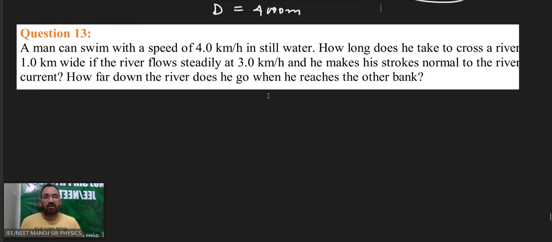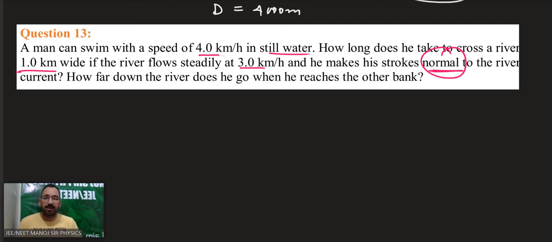Okay, now dear children, we have another question here which is based on river and boat problem. Okay, let me draw its diagram. First, I want to read it. A man can swim with a speed 4 km/h in still water. How long does it take to cross the river 1 km wide? If the river flows steadily, steadily means constant rate, that is 3 km/h, and he makes his strokes normal, this is the main thing, normal to the river current. How far does the river drift him as he goes when he reaches the other bank?